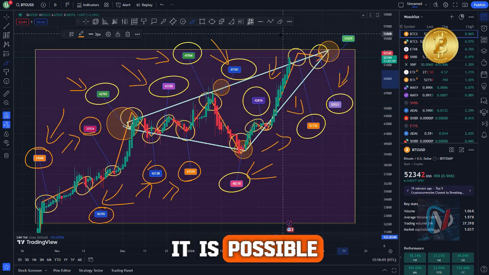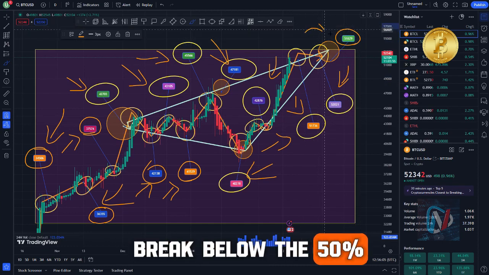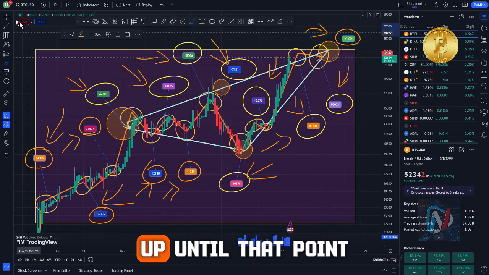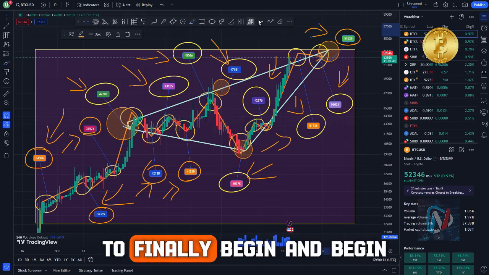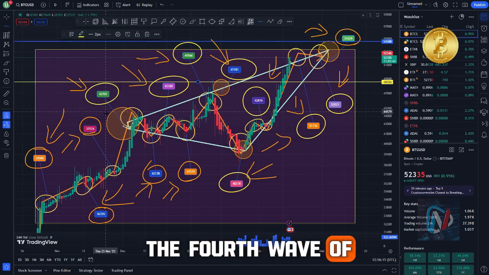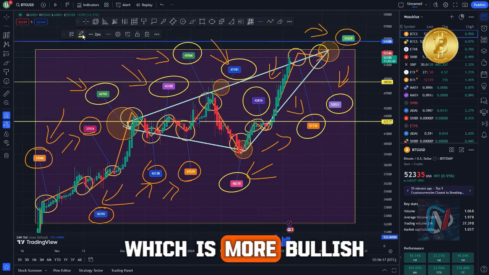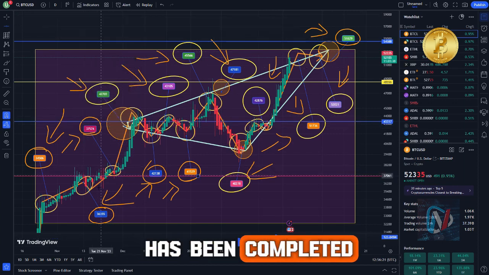It is possible, but in order to confirm it, there must be a break below the 50% retracement line. Up until that point, it is evident that we are waiting for this 4th wave to finally begin. As for the white count, it brings us to the 4th wave of the 3rd wave, which is more bullish, which should still see another 4 or 5 pattern after it has been completed.